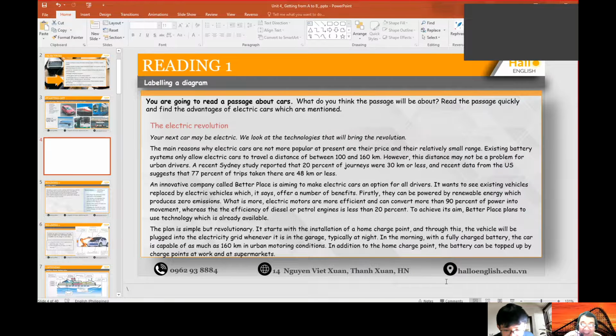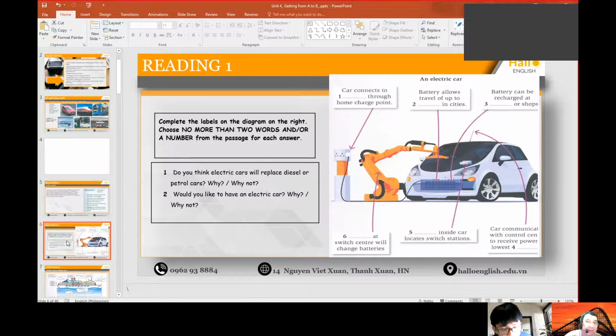Okay, going back in here. Which is connected to, I think, the electricity grid. Okay, let's try electricity grid. Car connects to electricity grid through home charge point.